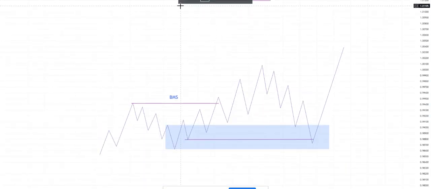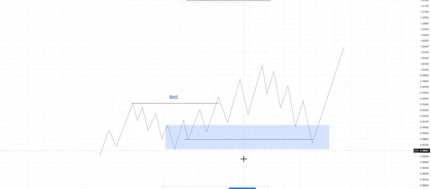All right, let's talk about inducement. So basically, what is inducement? Inducement is when price goes to take out internal liquidity in a range before continuing the trend. So that's inducement. Inducement is when price takes out liquidity, but it doesn't necessarily mean that the trend has changed. So it takes out liquidity on the opposite side of the marketplace, but it still continues the trend.